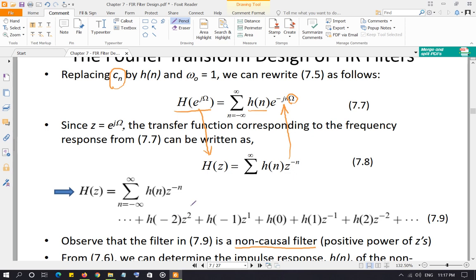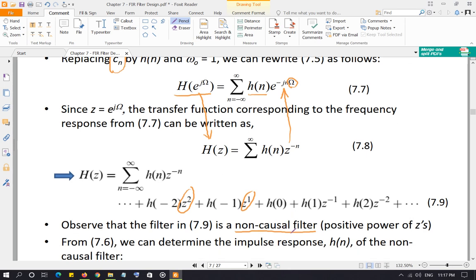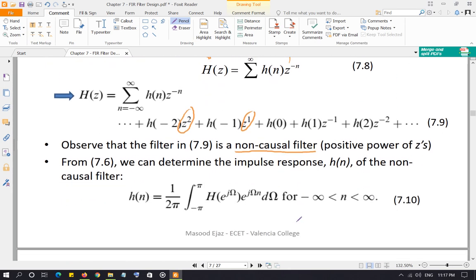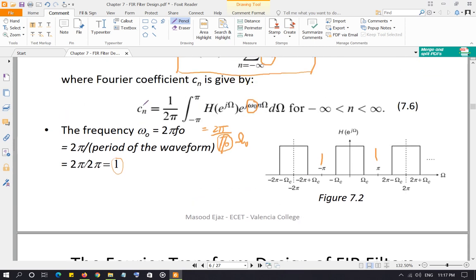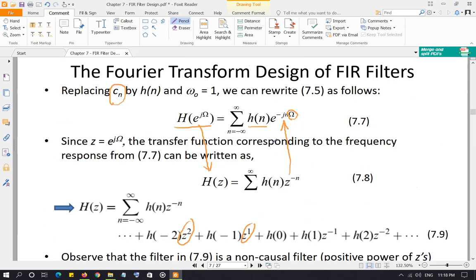This is non-causal because you have z squared, you have z to the 1, stuff like that, right? Now if it is causal, remember it will always have only negative powers of z. So this is a non-causal filter, and then we're going to make a causal filter from this, as you will see pretty soon. So h of n from this equation, remember we said that Cn is h of n, so h of n is equal to 1 over 2 pi integral from negative pi to pi h of e^(j omega) e to the power j, and omega naught is equal to 1, n omega. So we're going to replace the c of n by h of n.